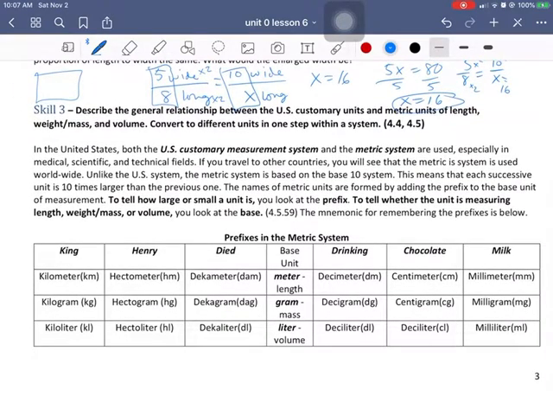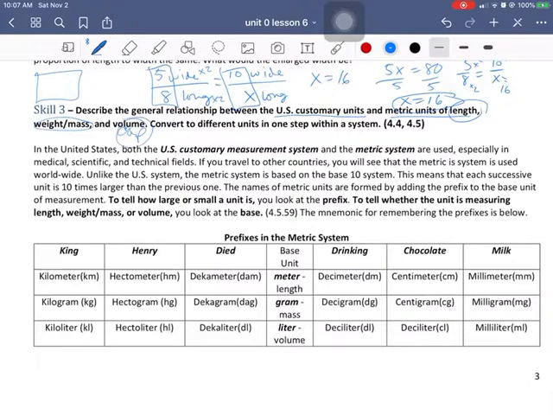All right, that was proportions. Now we want to talk about the metric system. The system that we have in the United States is the customary unit system, and the rest of the world has the metric system. Okay. And we're going to talk about lengths, weights and masses, and volume versus capacity.